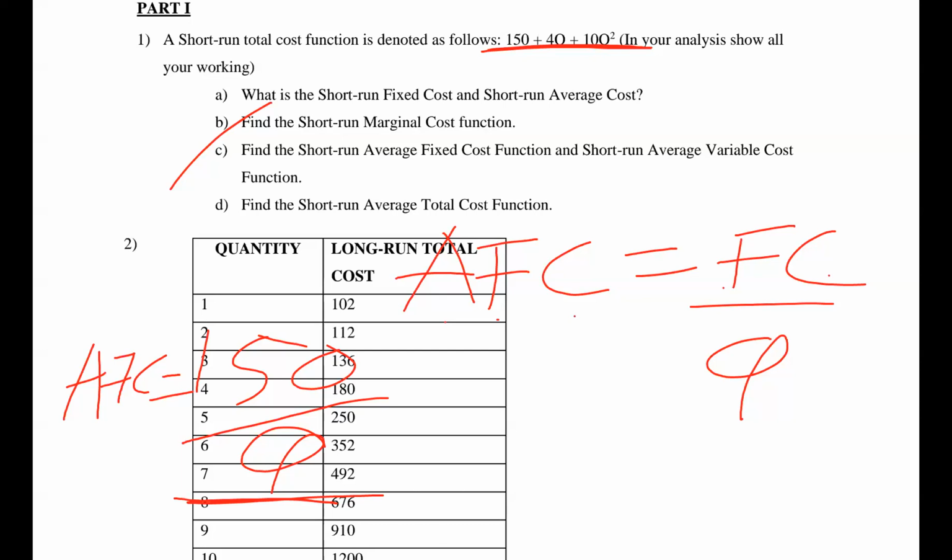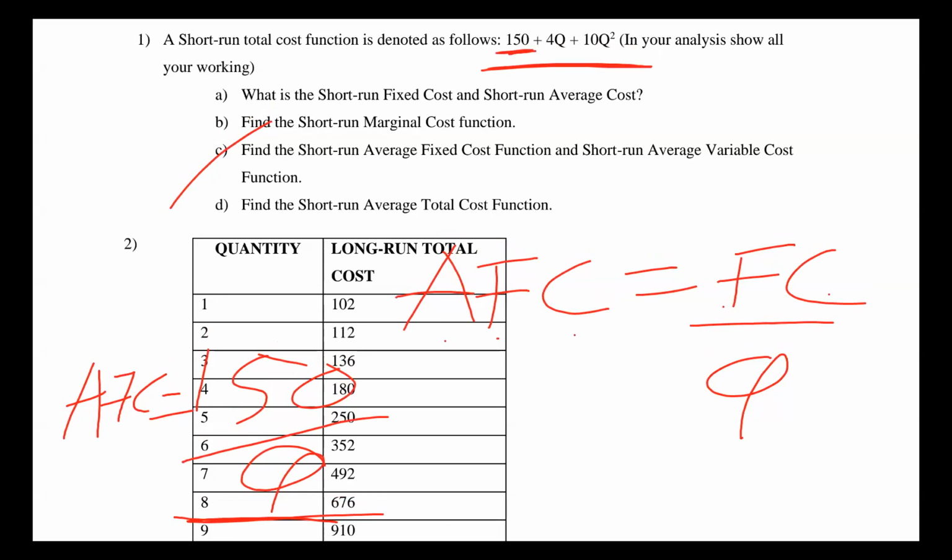So for the average fixed cost, the formulas still remain the same. The average fixed cost is found by saying fixed cost divided by output. The fixed cost, we said, is the one that does not change with the level of output, 150. So our average fixed cost shall be 150 divided by output. Is that clear? Anyone with a question?